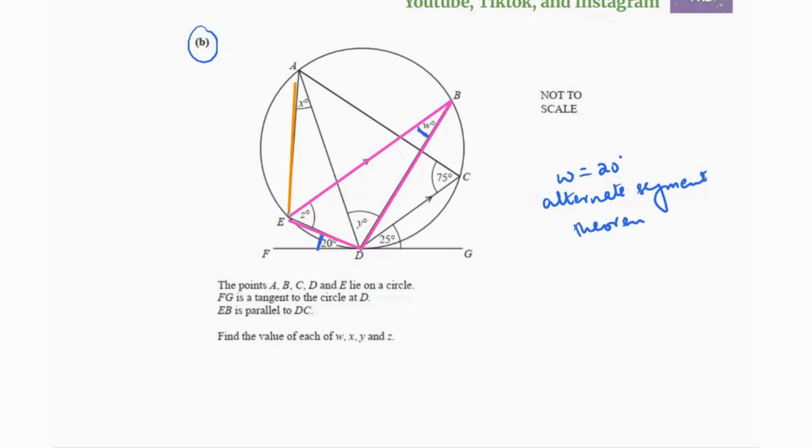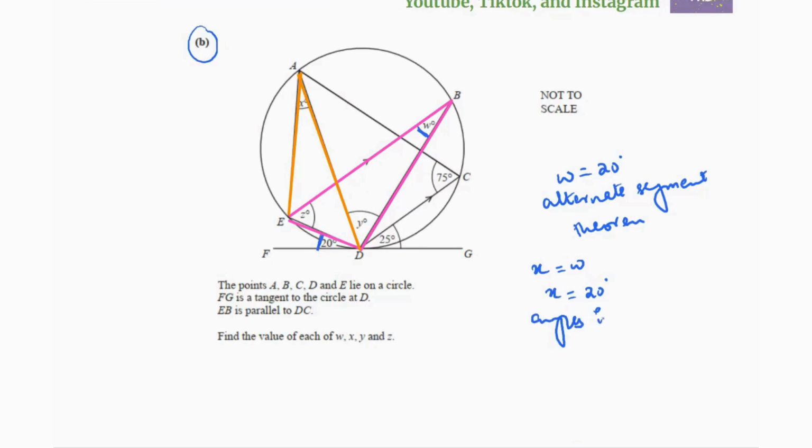We have angles coming out of the same chord. The chord is ED. And both the angles are going towards the circumference, which means they're equal. So X equals W. Hence, it's also going to be 20 degrees.